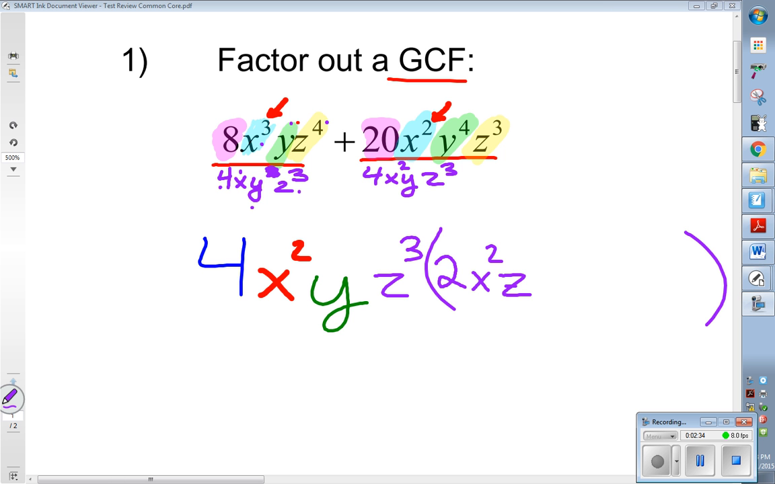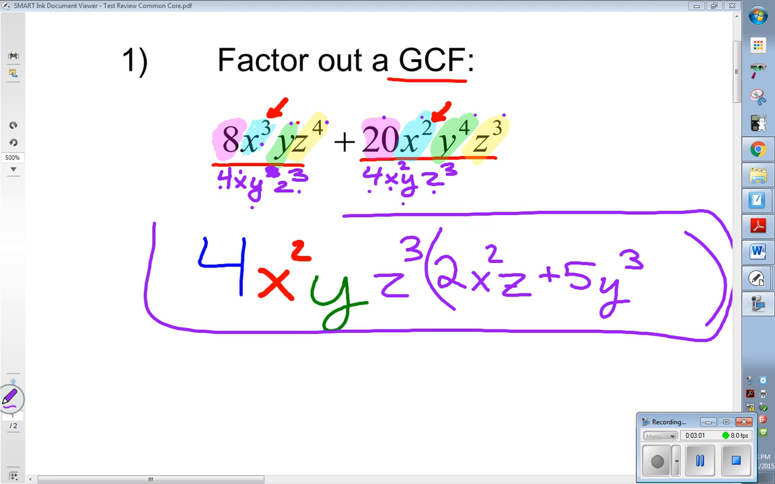Then I would do the same thing with the second one. I've got a 20. I'm dividing it by 4. There's a plus sign in the middle, but 20 divided by 4 would get me 5. If I have an x squared and I take an x squared out, I wouldn't have anything left over. If I have the y to the 4th and I take out a y, I'd have y cubed. And if I had a z cubed and I took all the z cubed out of it, I wouldn't have a z anymore.